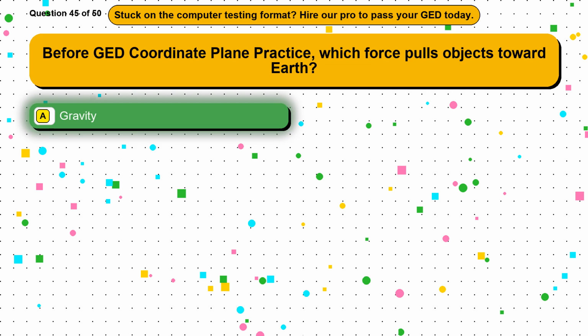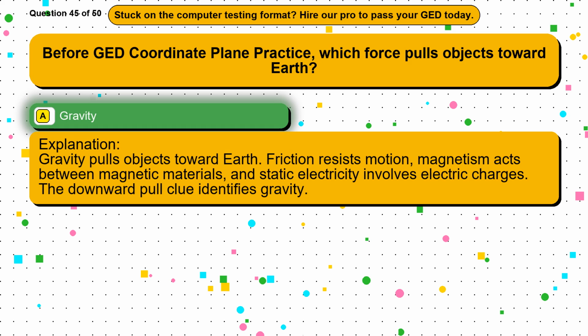The correct answer is option A, gravity. Gravity pulls objects toward Earth. Friction resists motion, magnetism acts between magnetic materials, and static electricity involves electric charges. The downward pull clue identifies gravity.